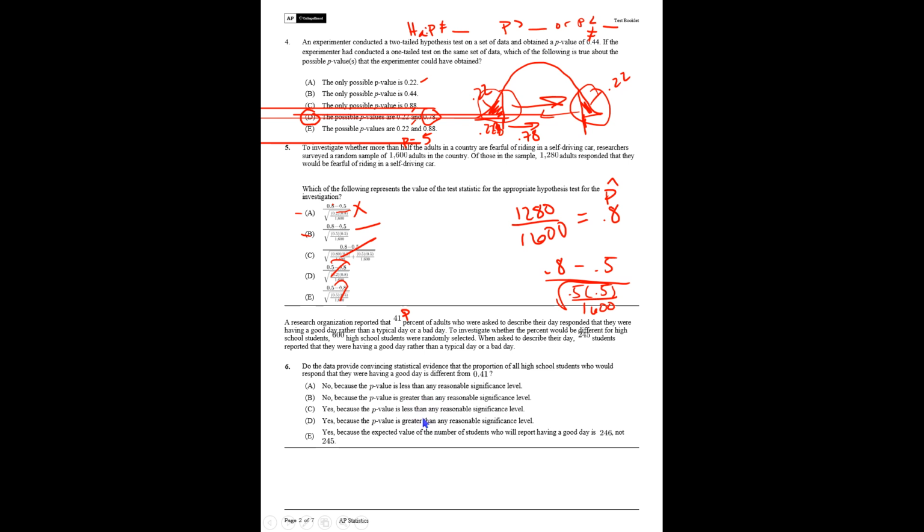To investigate whether it's different for high school students, 600 high school students, there's N, were asked to describe their day. 245 reported they were having a good day rather than a typical or bad day. The data provided convincing evidence would be different, not greater than or less than, so different means not equal to. Now, we're going to need the good old calculator here, so let's bring it up.